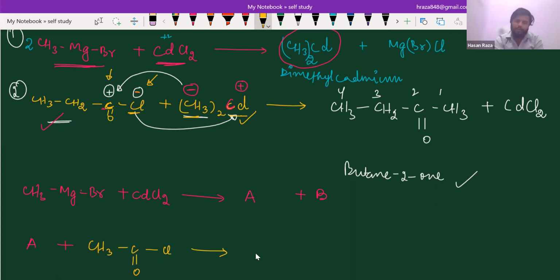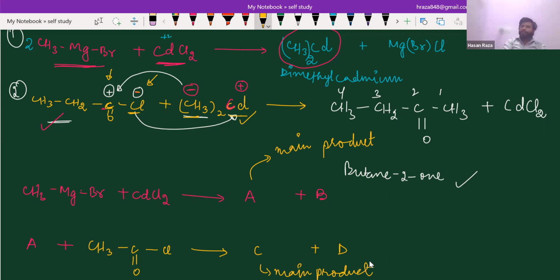Please do let me know the main product. A is the main product of the reaction. And whatever is the A, you are going to react with acyl chloride, then you will get C plus D. C is the main product. Please do let me know A, B, C, D. B and D are basically byproducts.